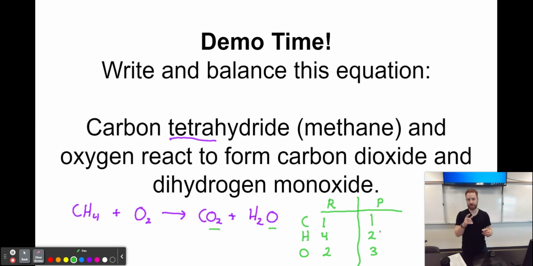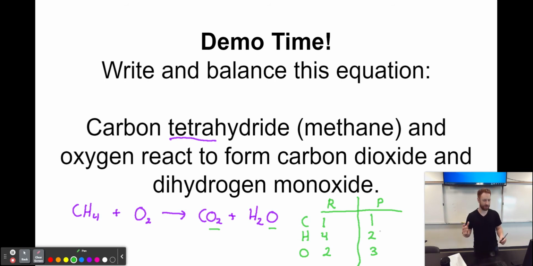When that's the case, when there is the same element in multiple different compounds on one side of the equation, you've got to just be a little bit slower and a little bit more methodical with your balancing, because if you choose the wrong thing to change a coefficient for, you could kind of end up in this like feedback loop.